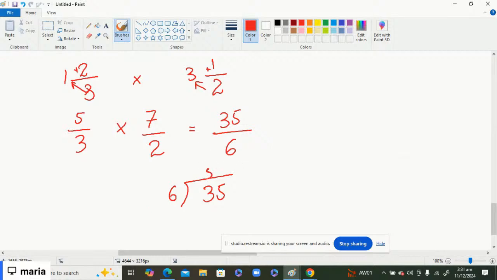6 times 5 is 30. 5 is left. So 5 into 5 by 6. Look, from this to this, we get it. Okay, 5 into 5 by 6, and that is your answer.